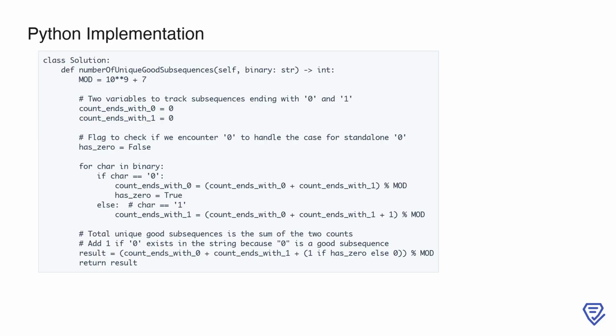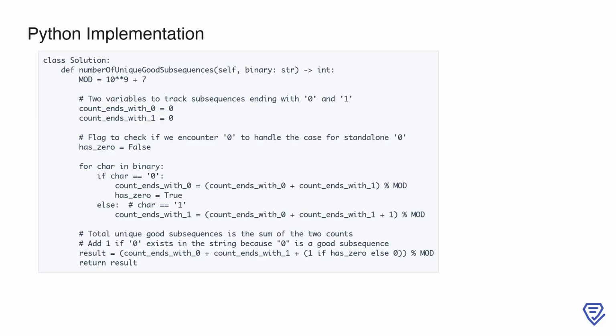We also initialize two variables, count_ends_with_0 and count_ends_with_1, to track the number of unique good subsequences ending with 0 and 1, respectively. Additionally, we use the has_0 flag to check if the binary string contains a 0. 2. Iterating through the string, we loop through each character in the binary string.